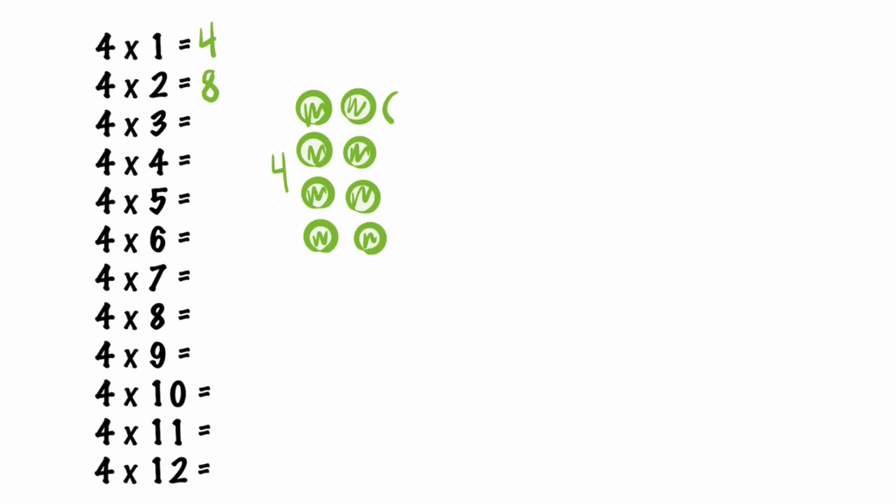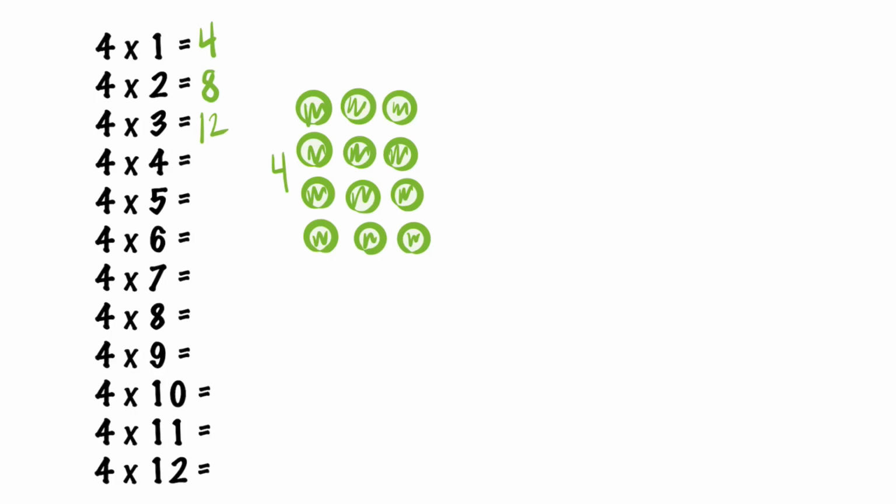4 times 3 means we have 4 rows of 3. Let's label it 4 times 3, and now we can count them all up. We know we have 8, 9, 10, 11, 12. So 4 times 3 equals 12.